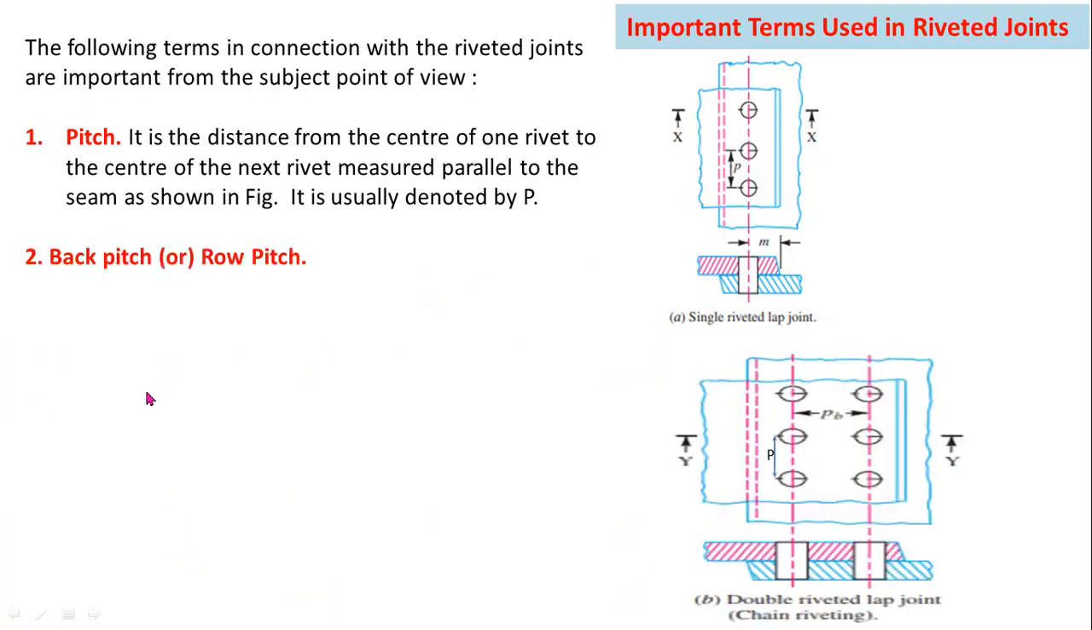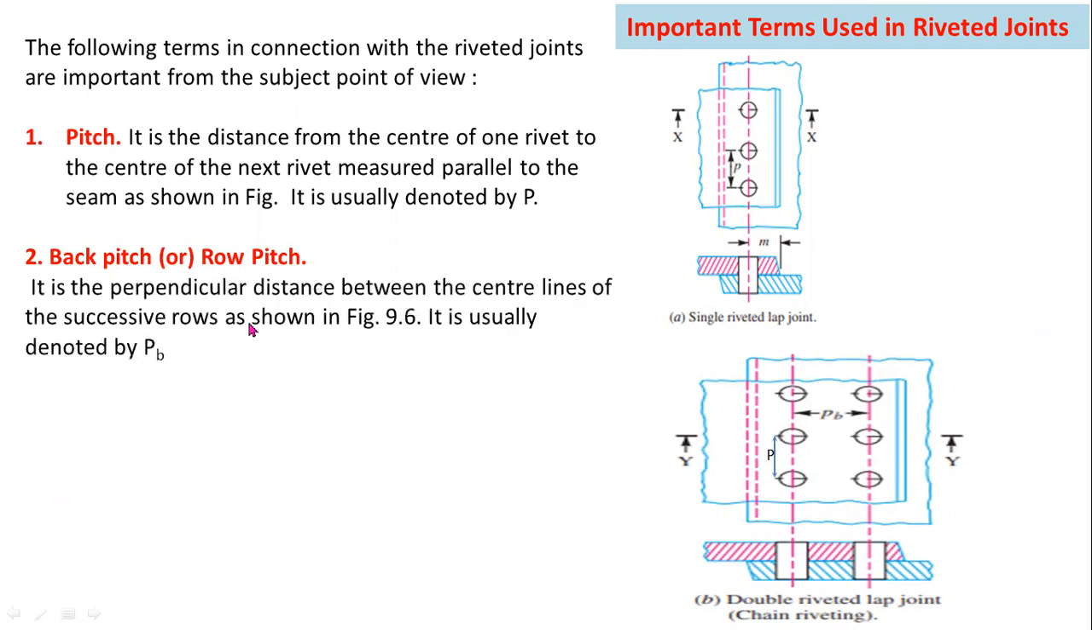And the second one is back pitch or row pitch. This is a double riveted joint, this is a single riveted joint. So back pitch or row pitch usually observed in double, triple riveted joints. It is the perpendicular distance between the center lines of the successive rows as shown in figure. It is usually denoted by PB.